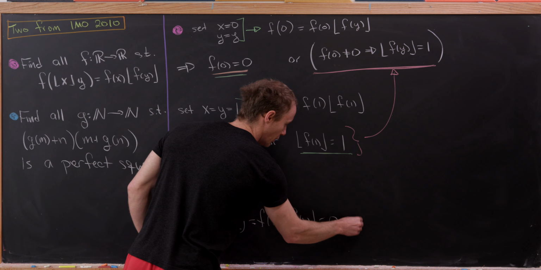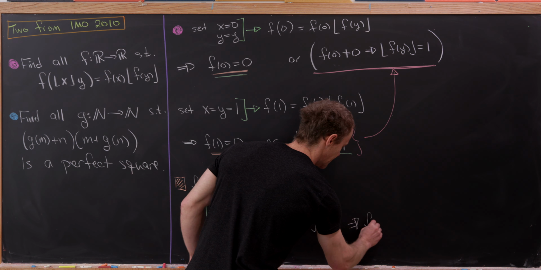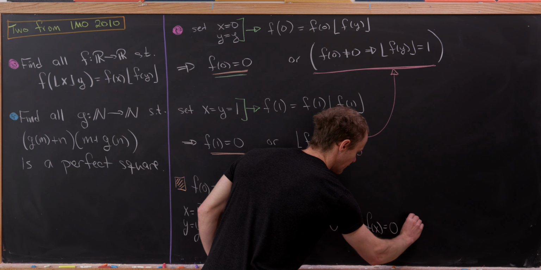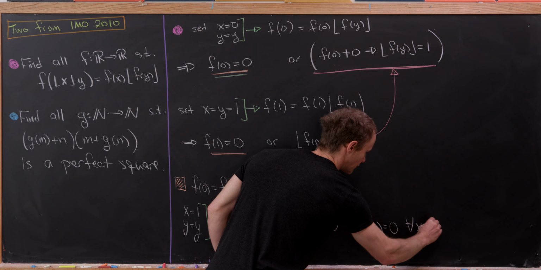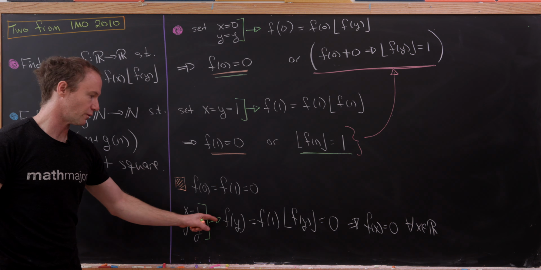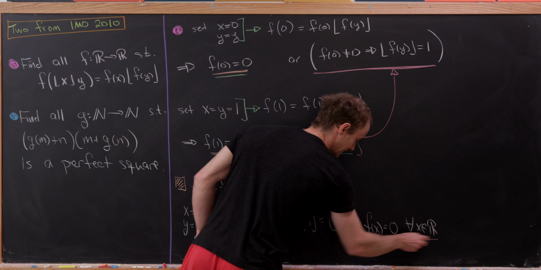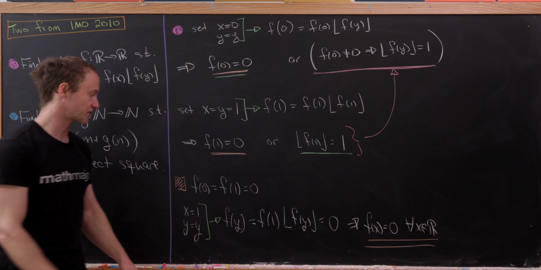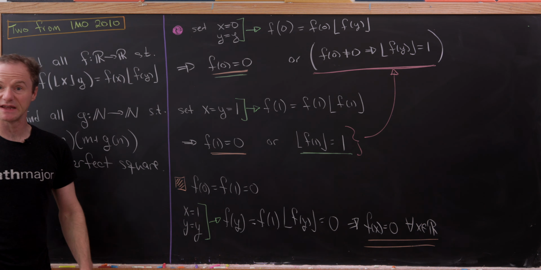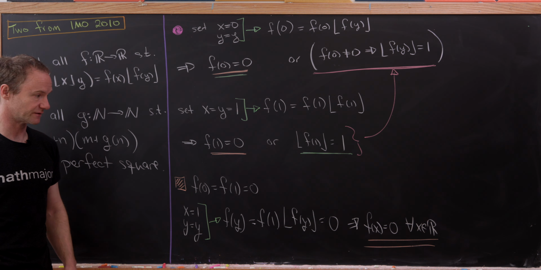So all in all, what we see from this possibility is we have f of x equals 0 for all real numbers x, and that's because y was arbitrary at this point. Just to reiterate, that is a possible solution to this functional equation, leading from this peach underlined case that we've calculated so far.